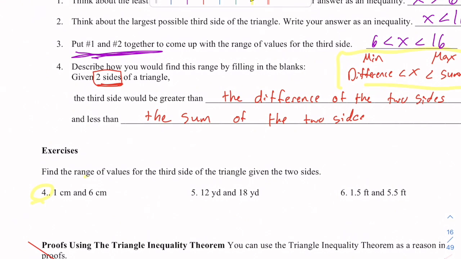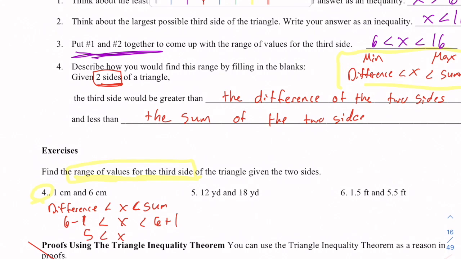So let's do a quick example. Number 4 here, find the range of values for the third side. Again, you're given two sides. You're going to take the difference and set up this inequality. The difference, 6 minus 1. Always put the bigger number first. 6 minus 1 is less than x, which is less than 6 plus 1. So 5 and 7. So x has to be greater than 5 and less than 7 for this triangle to work.